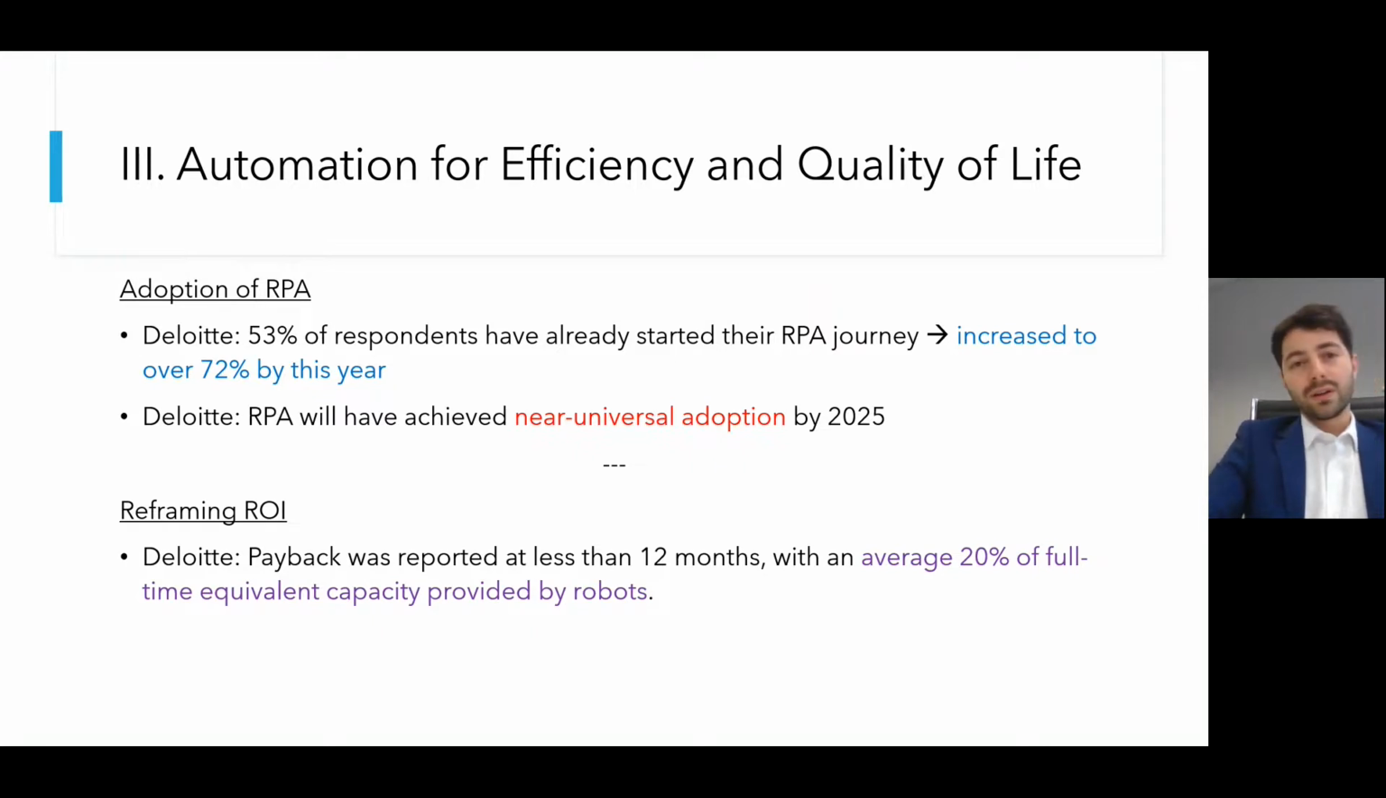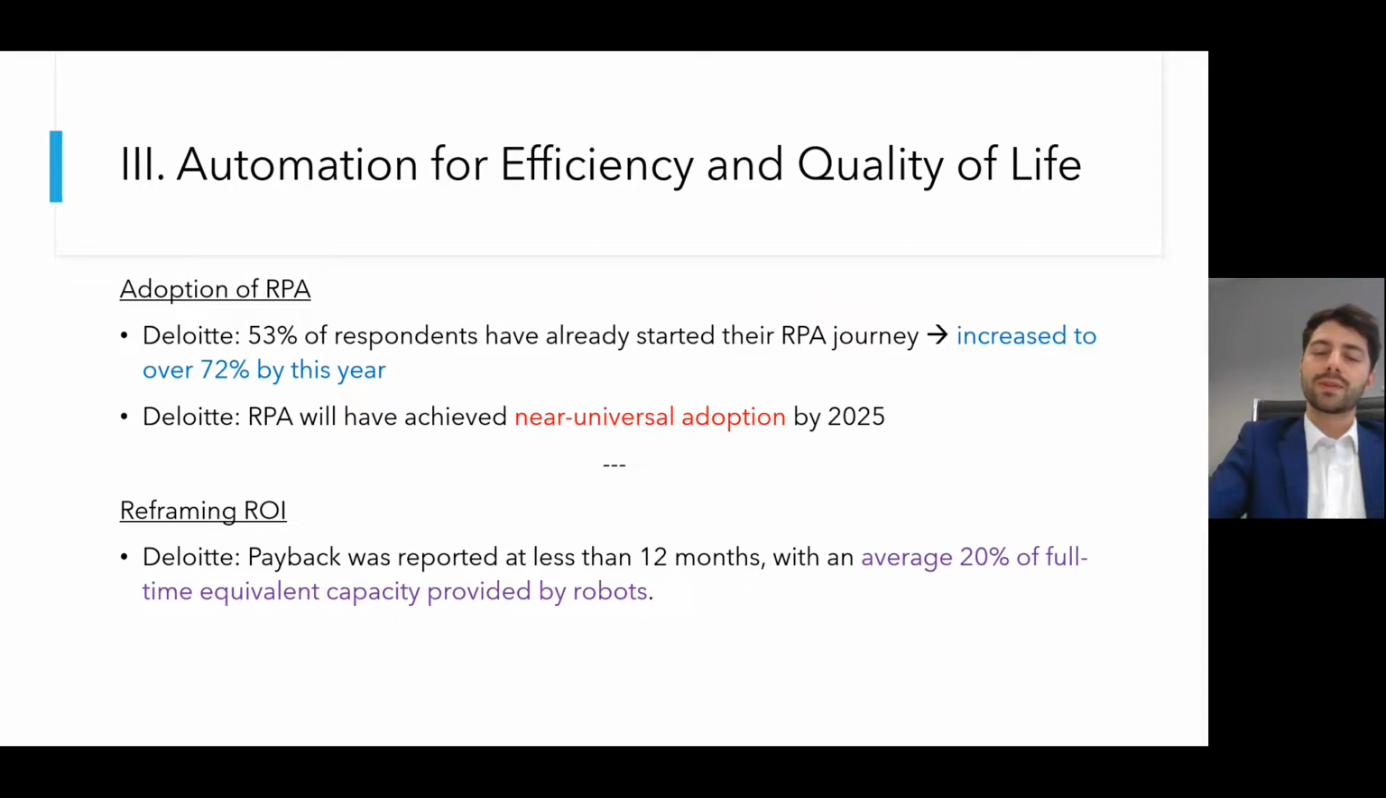Again, Deloitte, in their survey, payback was reported at less than 12 months, with an average of 20% of full-time equivalent capacity provided by robots. That's to say that they saw returns on their initial investment within 12 months on average, and that in their department, they could get it so that 20% of what a human might be doing, a robot could do instead. And that 20% would be at a fraction of the price of what you would pay a human. So you can understand why this saves money in the long run.